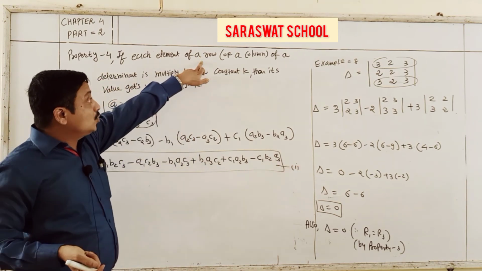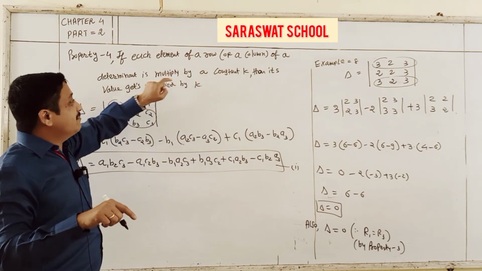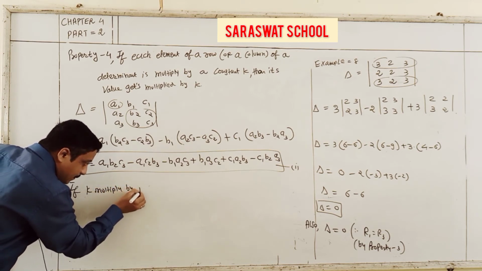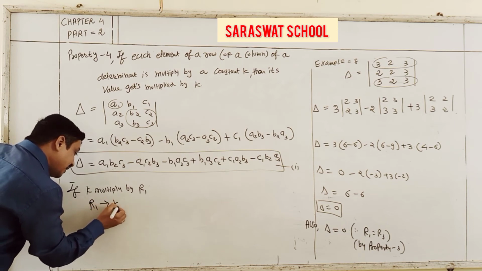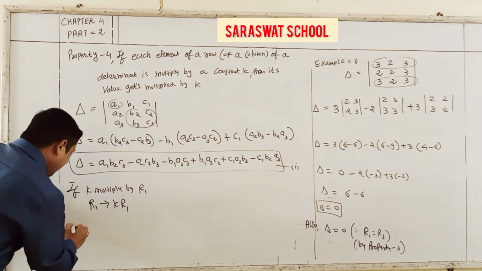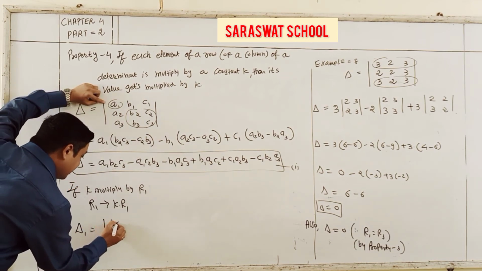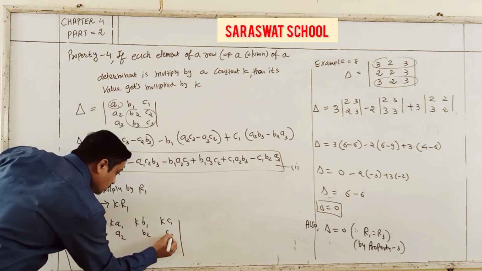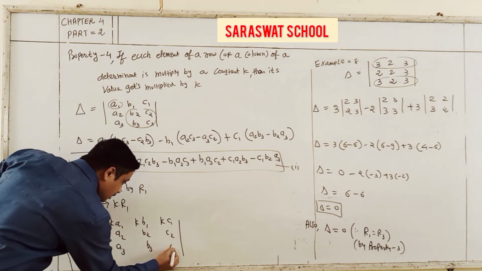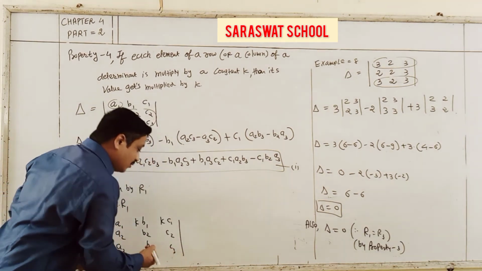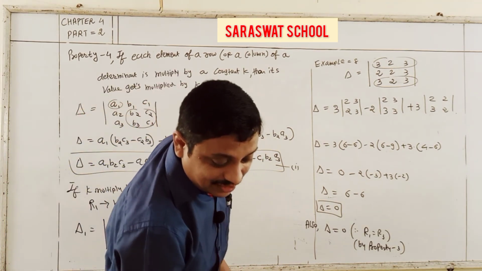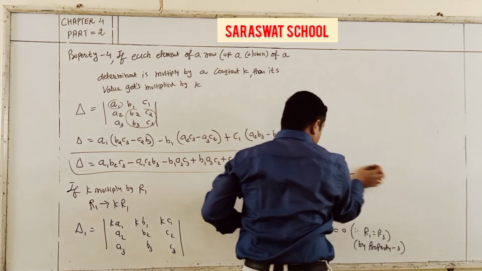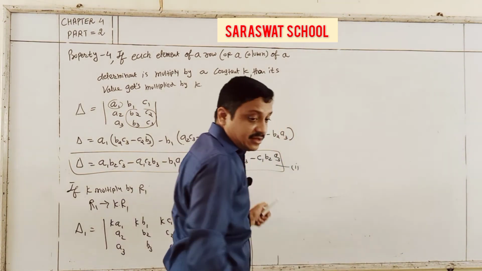Now we are given any one row or column multiplied by k. So if k multiplies row 1, we write row 1 multiplied by k. Your delta 1 has the first row as k a1, k b1, k c1, the others the same: A2 B2 C2 and A3 B3 C3. Simply calculate by the definition. Definitely it comes to k times the value of the original determinant.